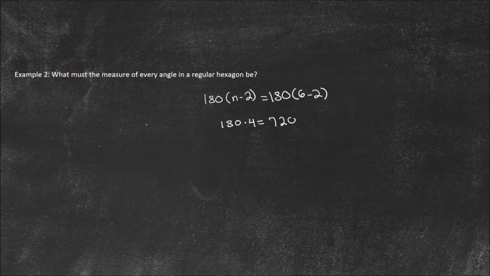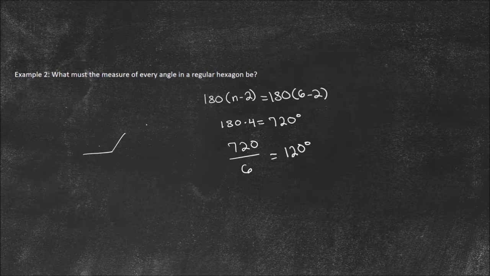So 720 degrees total. But now I want to know, what must the measure of every angle be in the hexagon? So while the hexagon is a 6-sided shape, I know the total has to be 720 degrees. I'm dividing by 6 sides, and that will come out to 120 degrees. So every angle in a hexagon is going to be 120 degrees. And let me just draw you what this is going to look like. A regular hexagon looks like this.